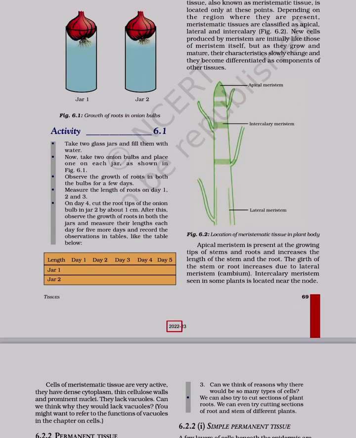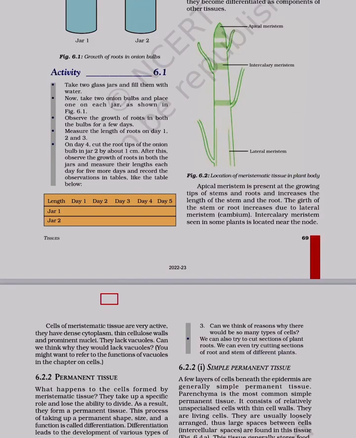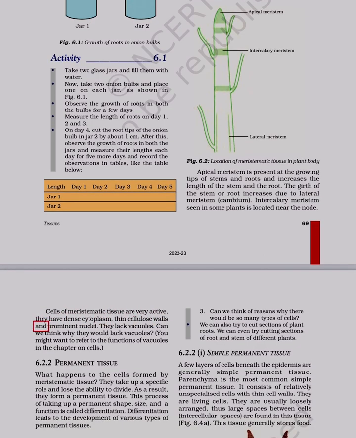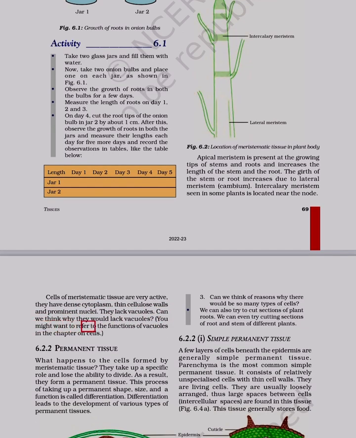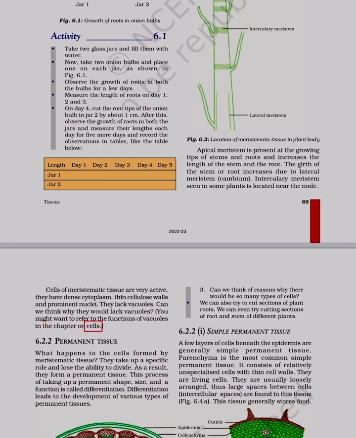Cells of meristematic tissue are very active. They have dense cytoplasm, thin cellulose walls and prominent nuclei. They lack vacuoles. Can we think why they would lack vacuoles? You might want to refer to the functions of vacuoles in the chapter on cells.